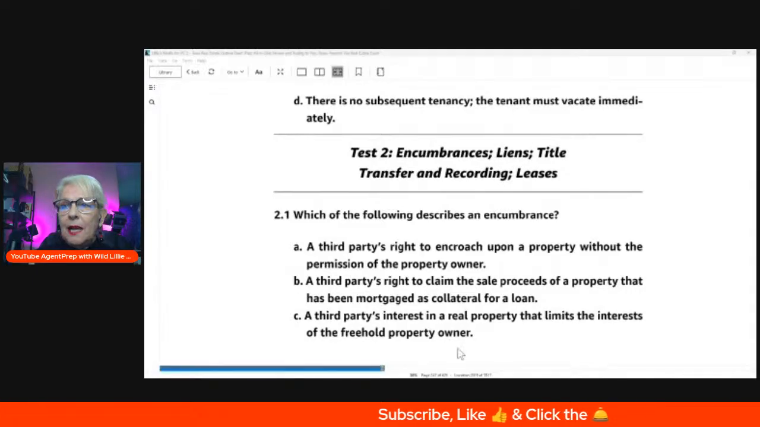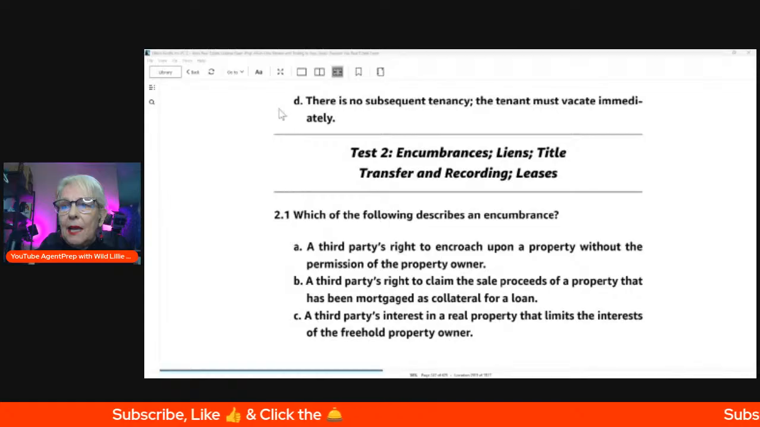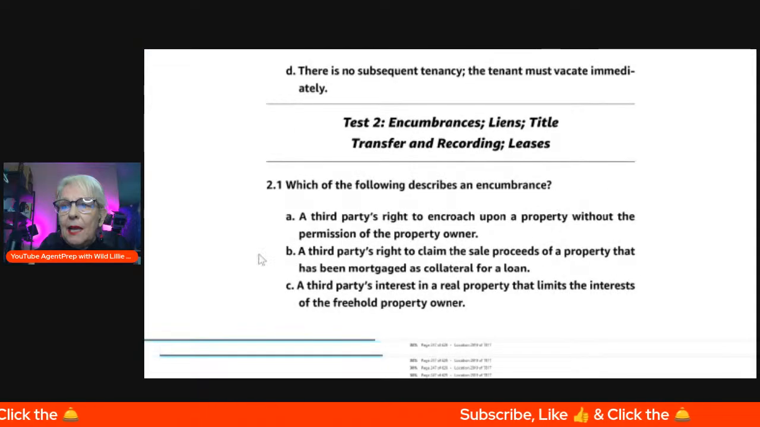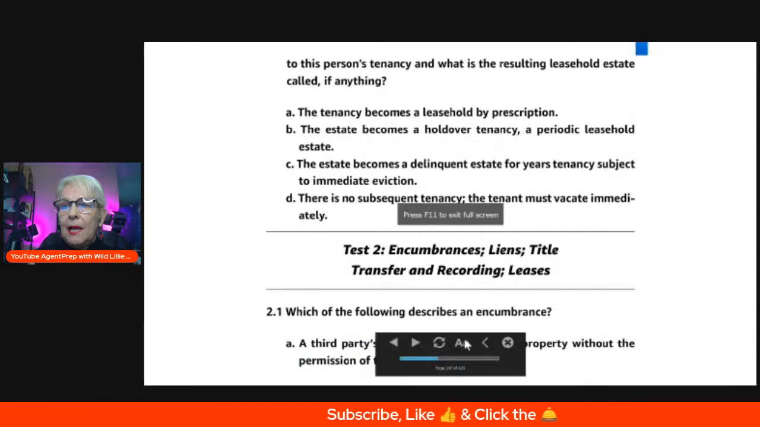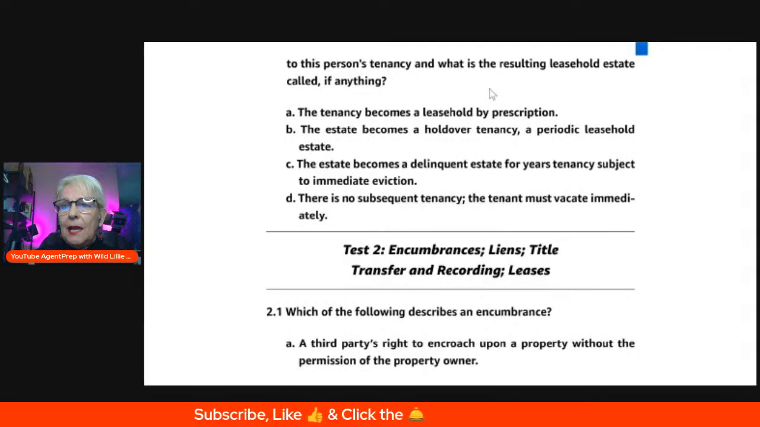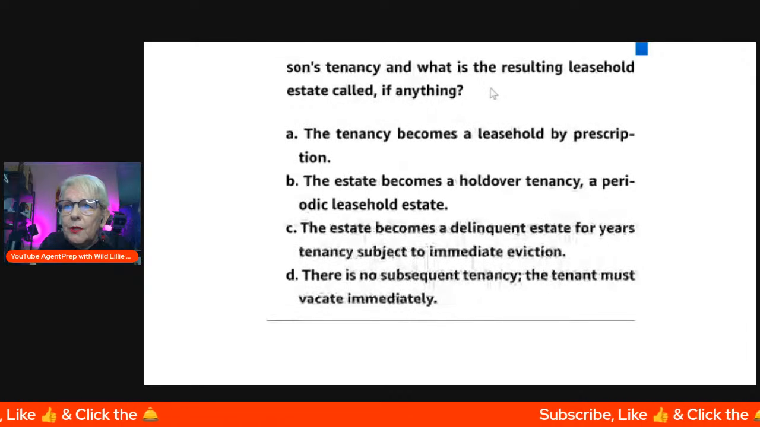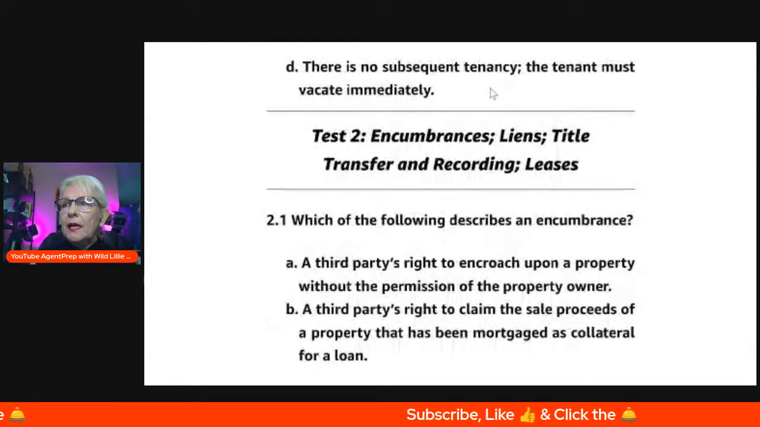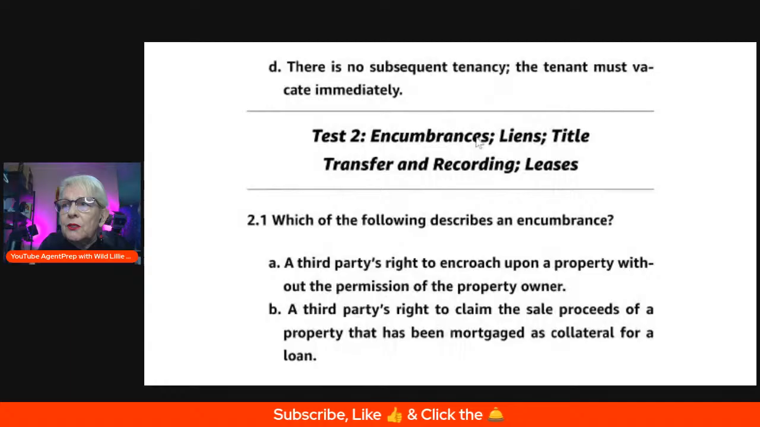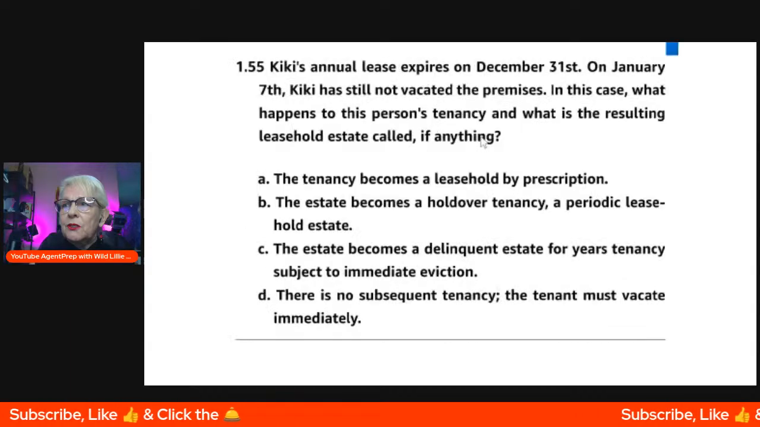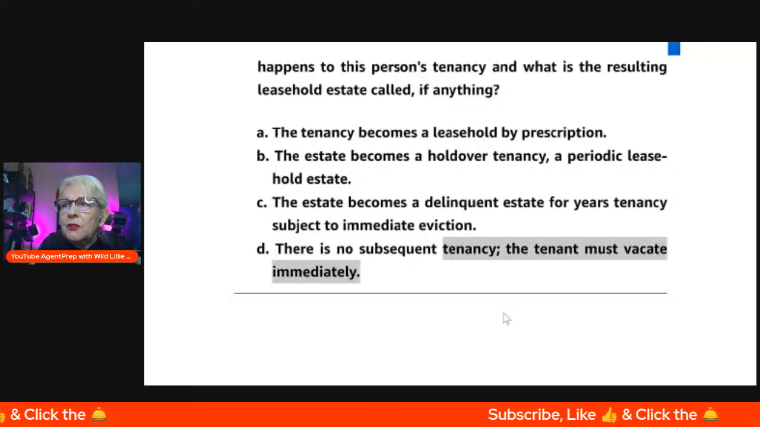Type your answer in the chat, and I can help you if for some reason you get that question incorrect. Just bear with me as I adjust the screen, since I am doing it directly from the book, which I have permission to use. I don't want anybody to come up with a copyright issue, so I do have permission.